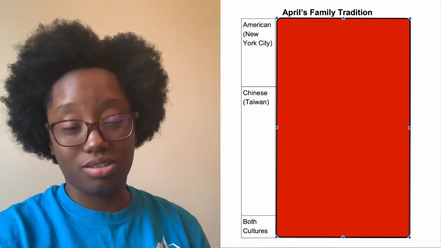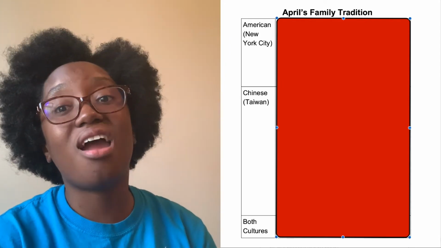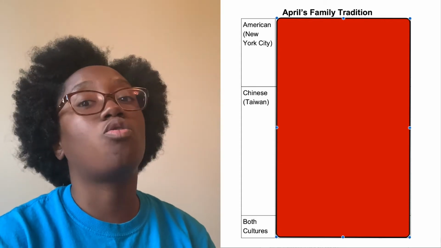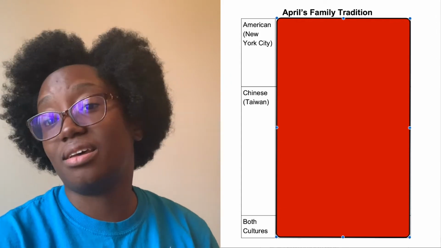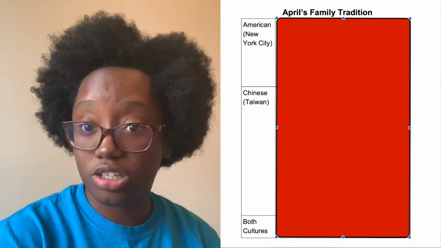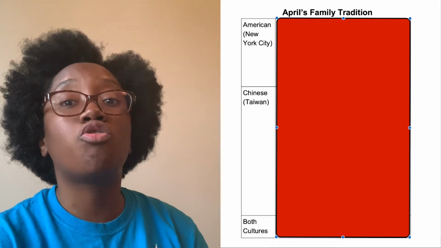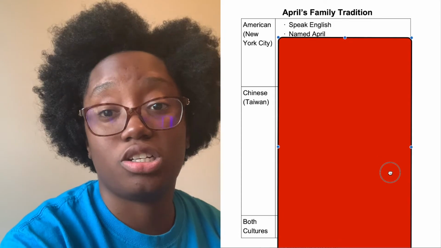All right, scholars. So we have our chart set up. And remember, just like for Sando and Eric, I went ahead and filled it out for us so we can go over it together. So remember, she's Chinese American. So they have American traditions, Chinese traditions, and some traditions that are a mixture of both cultures. All right. So let's go over her American traditions first, okay?